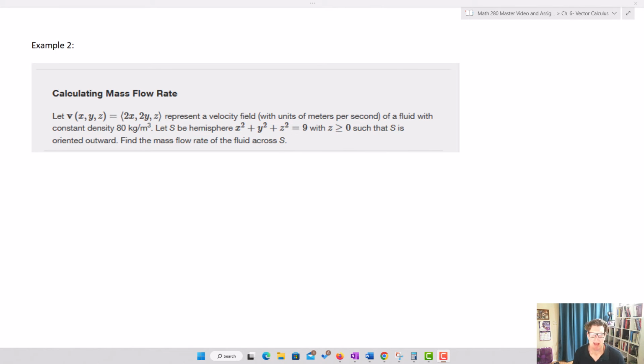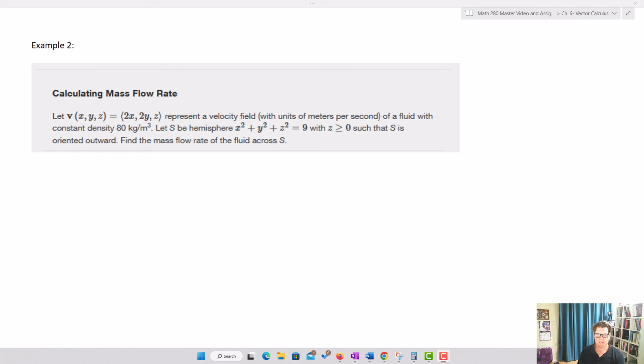Let's suppose that what we want to do now is calculate the mass flow rate, okay? Basically, we're calculating flux, right? The mass flow rate is essentially our flux, it's F dot n dS, from the perspective of our surface integral. So we've got v of x,y,z is 2x, 2y, z, and it represents a velocity field with units of meters per second of a fluid with a constant density of 80 kilograms per meter cubed. We're going to let S be the hemisphere x squared plus y squared plus z squared equals 9, with z greater than or equal to 0, such that S is oriented outward. We want to find the mass flow rate of the fluid across S.